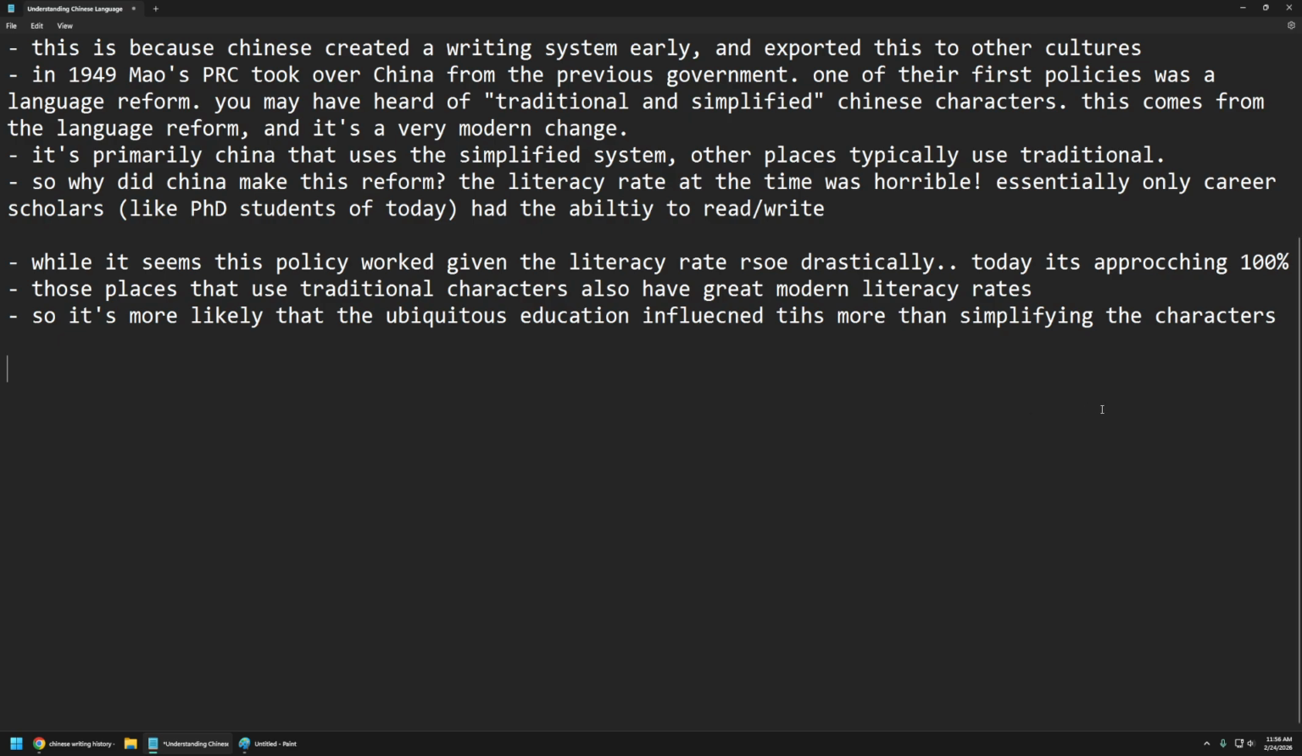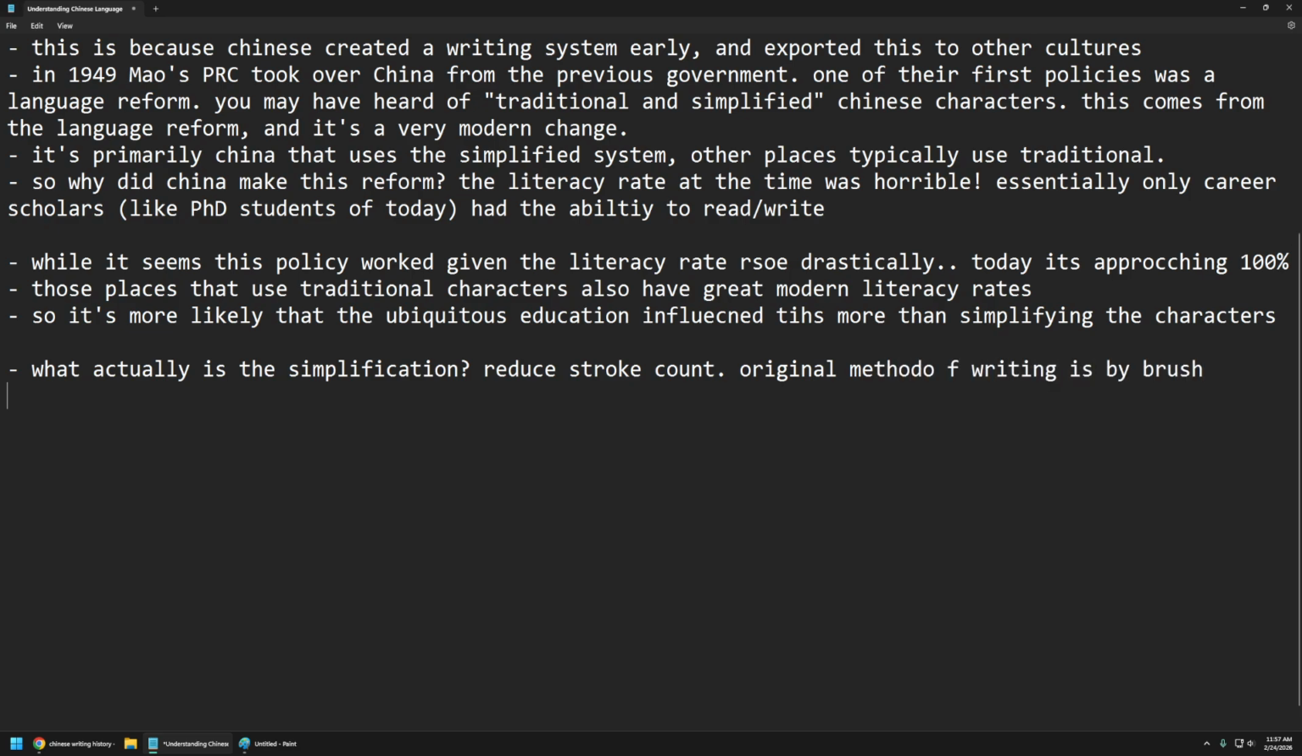So what else do we have here? What actually is the simplification? Well, basically, traditional characters can take quite a lot of strokes to write them. We call it stroke count, as the original method to write is by brush. So one of the goals is to reduce the stroke count.